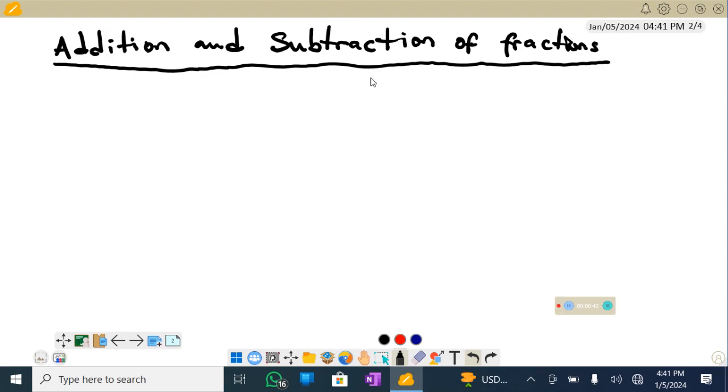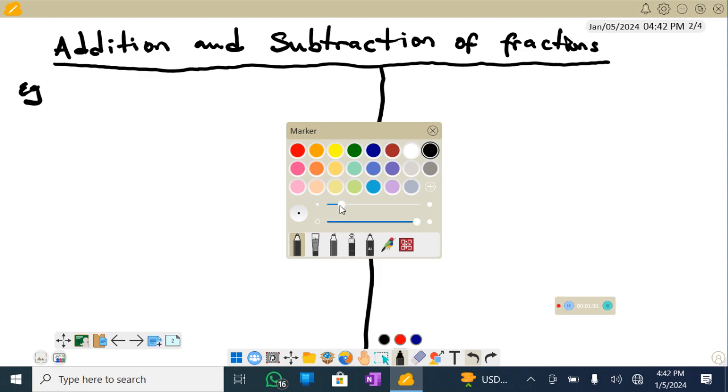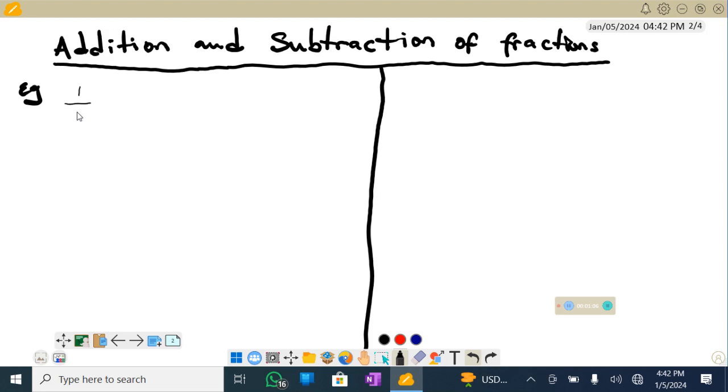Okay, so we are going to divide our board into two. So we are going to look at addition first. Okay, so let's take an example. Let's make this smaller. Okay, so if we have 1/2 plus 3/4, so what are we going to do? We are supposed to take the LCM of this 2 and 4.